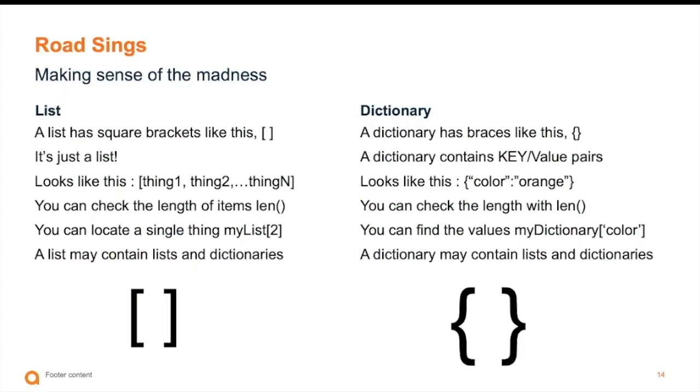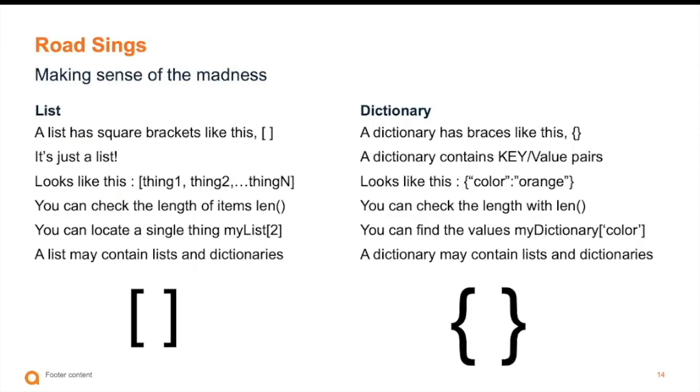Now, the square brackets: we look for the first square bracket and the last square bracket, and everything in between is just a list of things, thing one, thing two. We can check it by using Python len to tell us how many things are in there, and we can go to the exact spot in a list by giving it the identifier or the locator. Here I'm using my list two. That gives me the third thing in the list because lists start with zero. And lists could be lists of dictionaries with dictionaries containing lists of dictionaries.